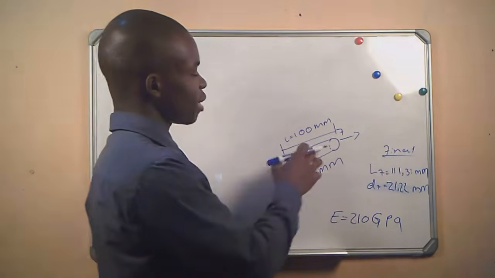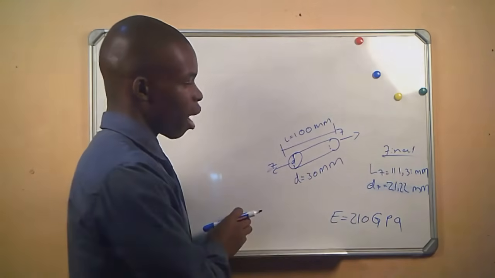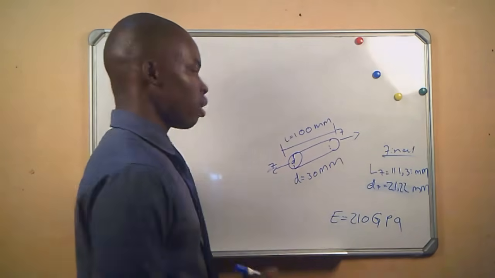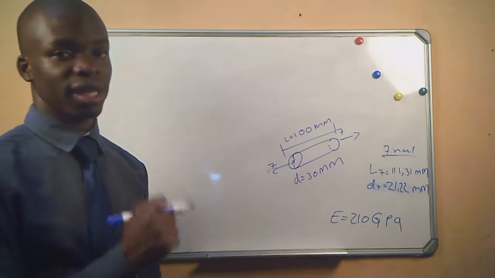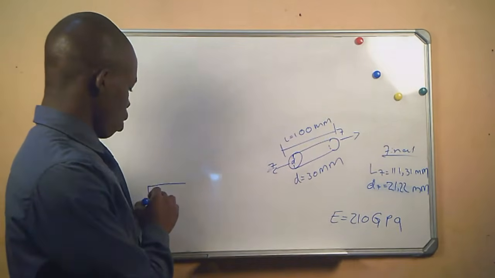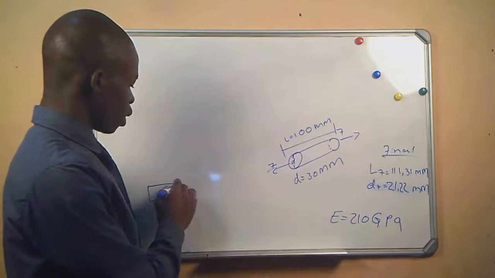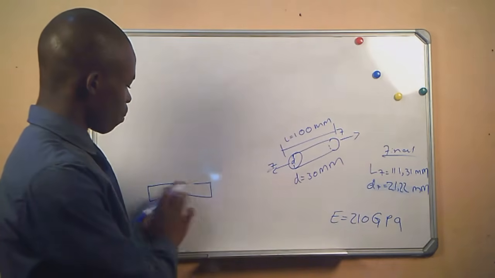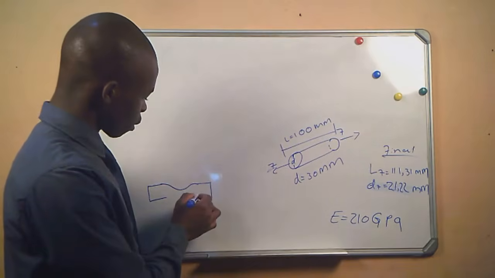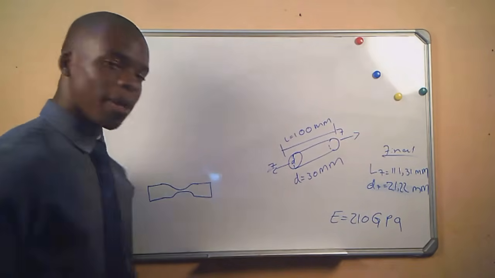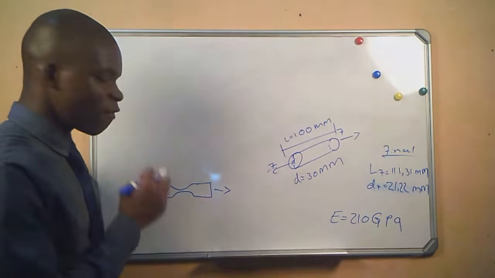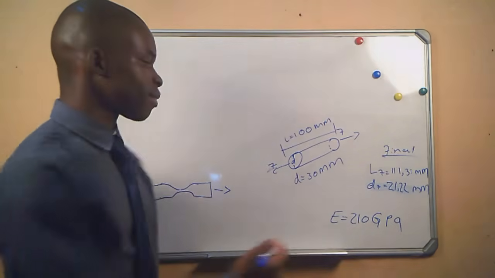We are given the diameter of the bar, the length of the bar, and we are given the final conditions of the bar. Remember, this bar is subjected to tensile force. And we know that when we keep on increasing the force that is being applied to the bar, we will end up with something like this. This will be before the bar breaks.